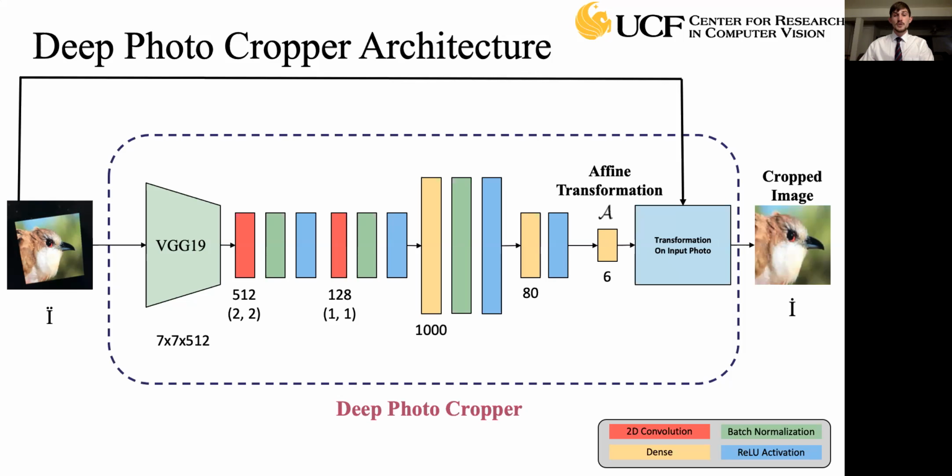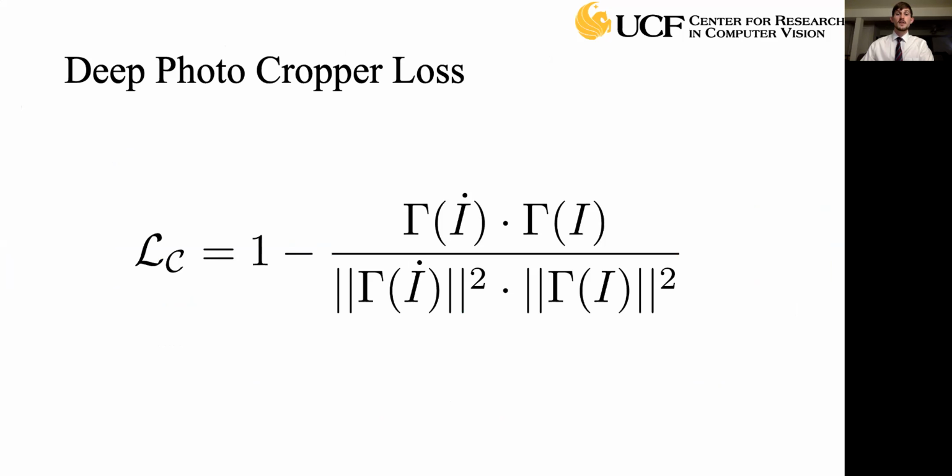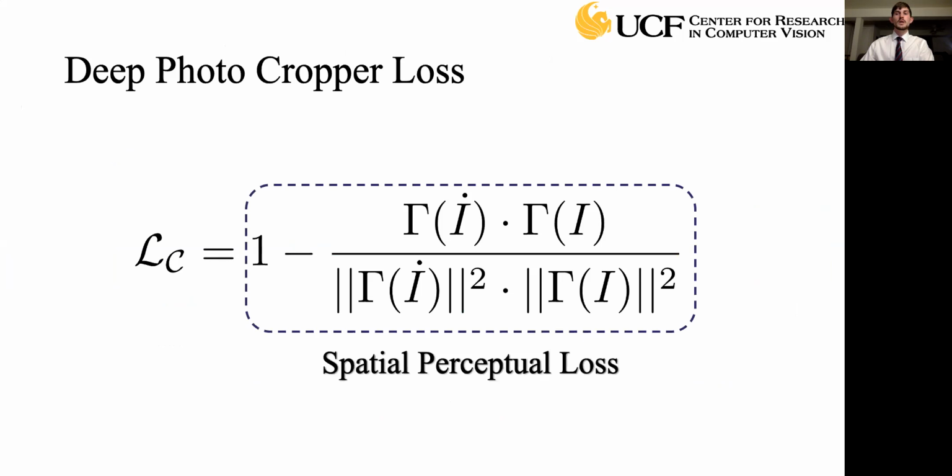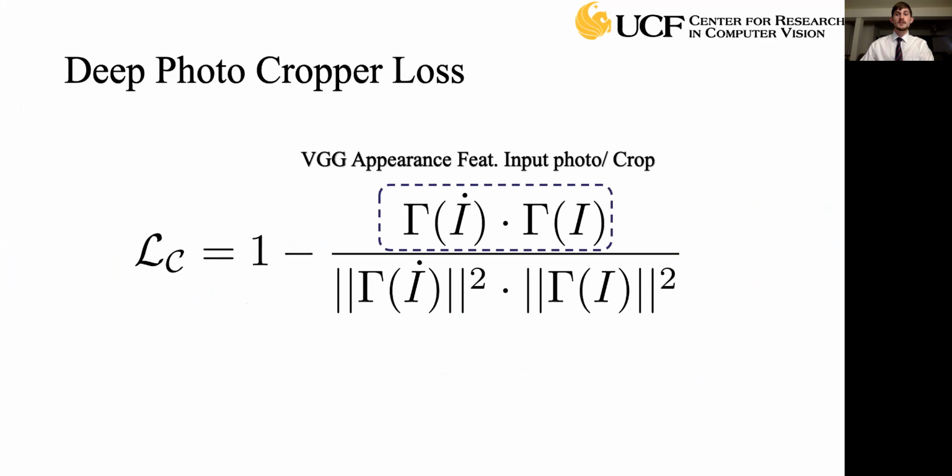We feed our affine transformation into the spatial transformer network along with our original photo, and it outputs a cropped image. All layers of the cropper are trainable, though the VGG19 network is frozen. To calculate the loss for the deep photo cropper, we use a spatial perceptual loss. We obtain the VGG19 appearance features of the network output and the ground truth, denoted by uppercase gamma, then calculate the cosine proximity of them.